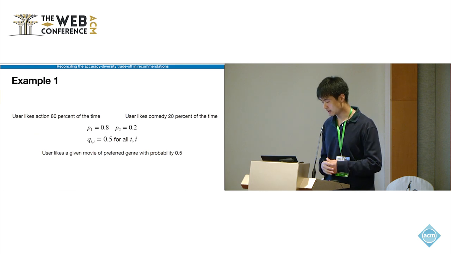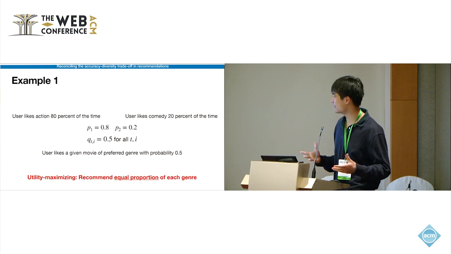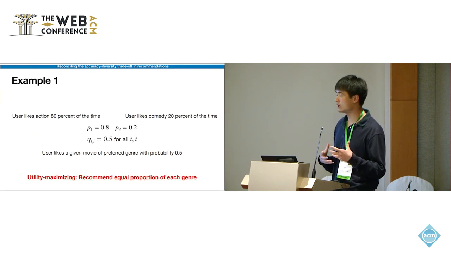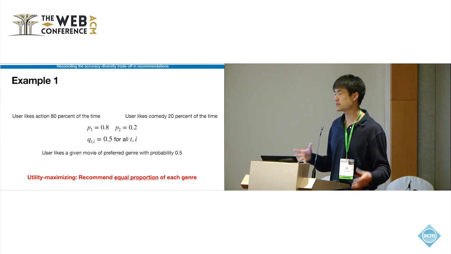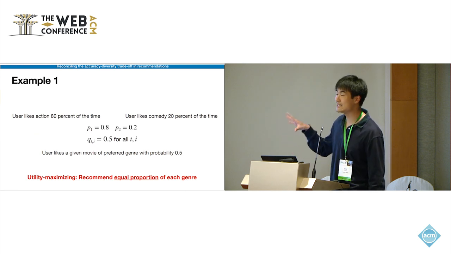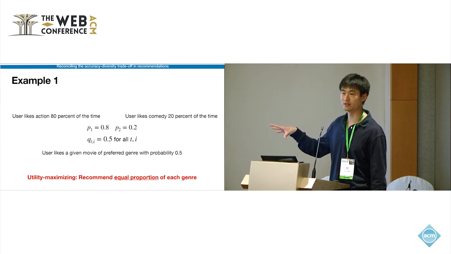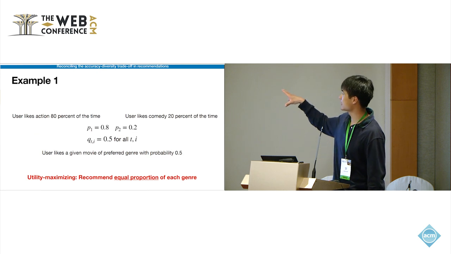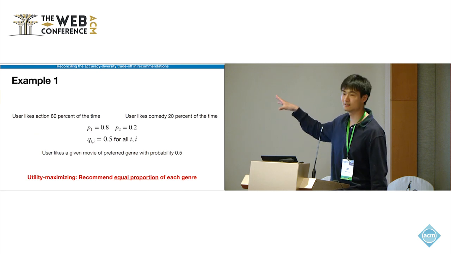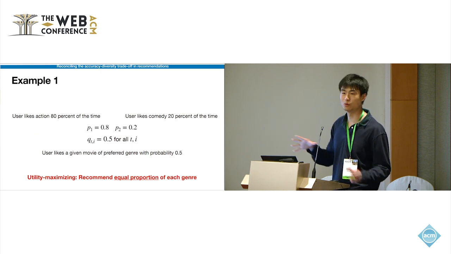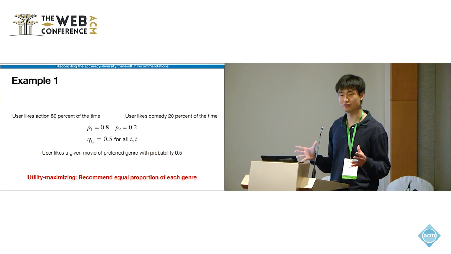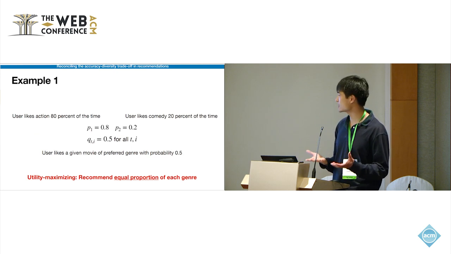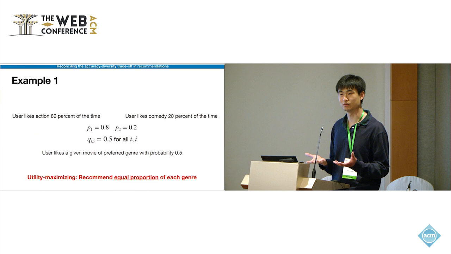So a striking first finding of this model is that when we want to recommend a relatively large set of items, we actually want to recommend an equal proportion of each genre. So despite the user liking action four times as often as comedy, we'll want to give them a set of recommendations that represents each type relatively equally.